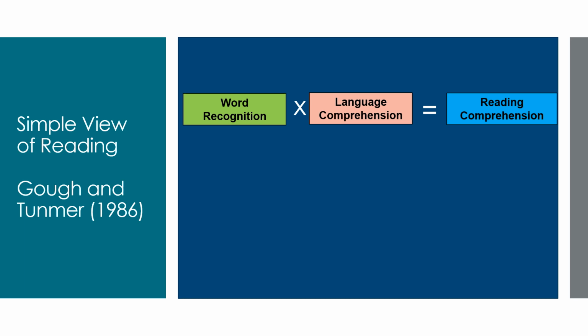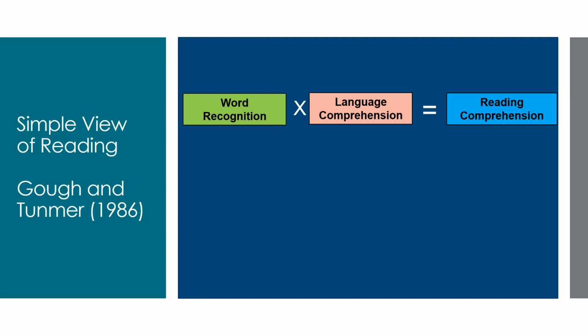Let's start by reviewing the theoretical model of the simple view of reading developed by Gough and Tunmer in 1986. Since then, this model has been supported by a strong body of evidence. The simple view of reading provides us with an equation for reading comprehension. Essentially, reading comprehension is a product of word recognition and language comprehension. Word recognition and language comprehension are equally important. It is important to note that it is a product and not a sum of these two pieces. Word recognition times language comprehension equals reading comprehension.